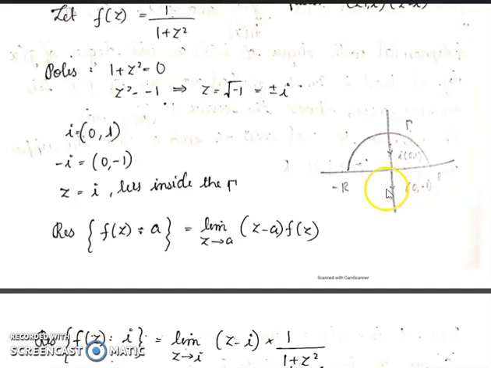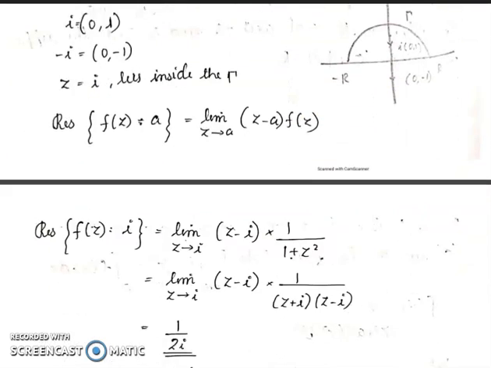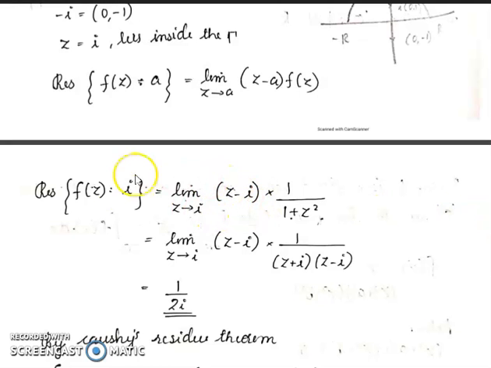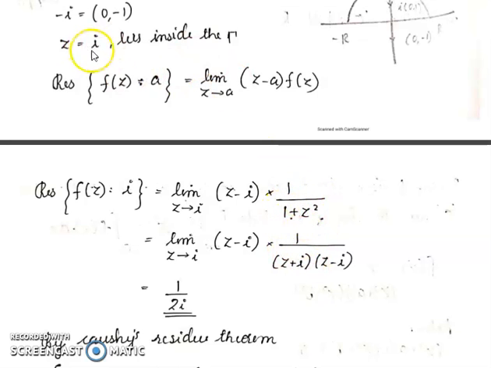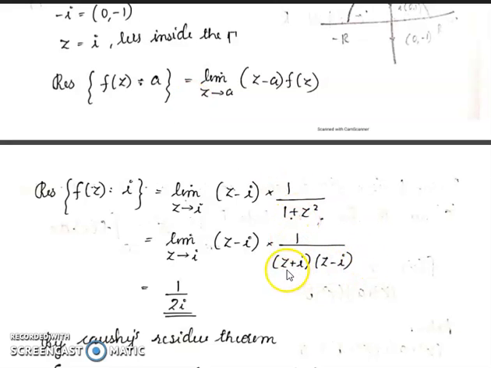Plotting 0, minus 1, it lies here, outside the semicircle. 0, 1 lies here. So i lies inside and minus i lies outside. Since i lies inside, you can find the residue. Since it is a simple pole, we find the residue using this formula, with a equal to i. You can split f of z, 1 by 1 plus z square, because the roots are i and minus i. So you can write the denominator as z plus i into z minus i.